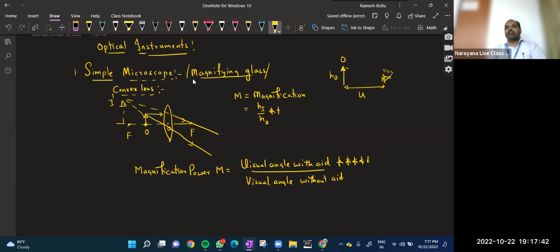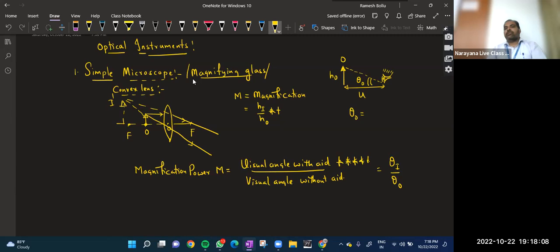Yes, then join your eye and the head of the arrow. This angle between the horizontal line and the tip of the arrow is called what? Visual angle without aid. Theta naught is called what here? Visual angle with aid, divided by visual angle without aid. Visual angle without aid, how much?